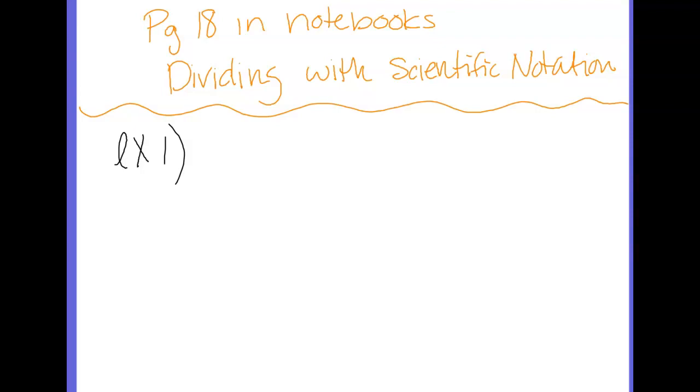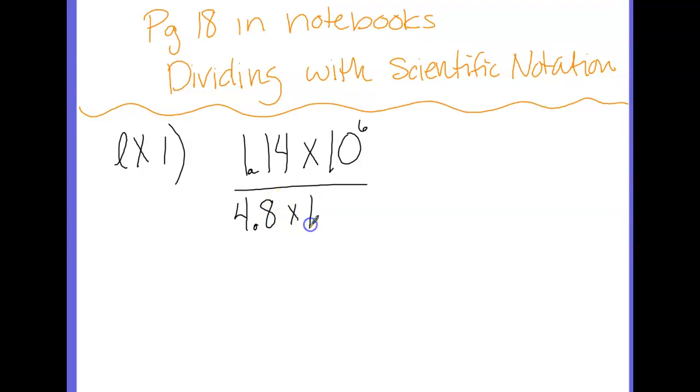I'll make it a little easier. Let's do 1.14 times 10 to the 6th over 4.8 times 10 to the negative 6.